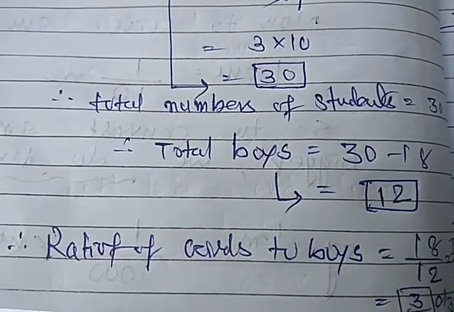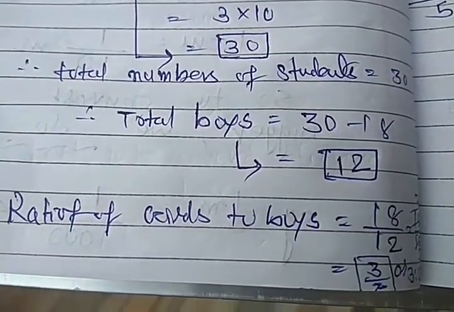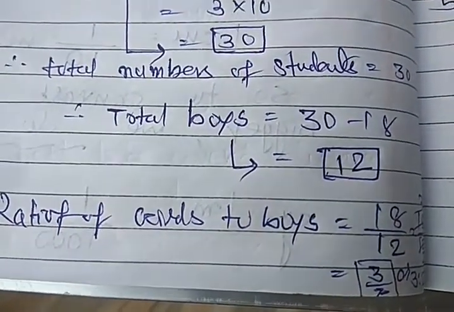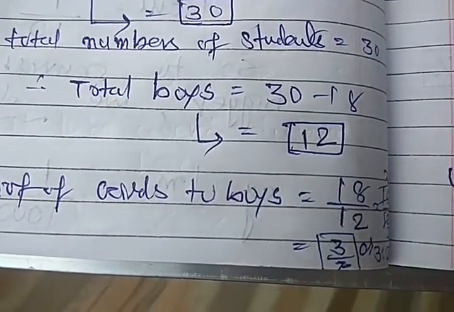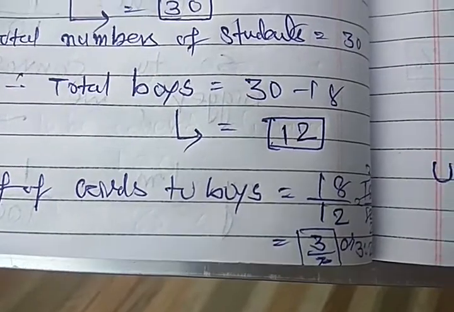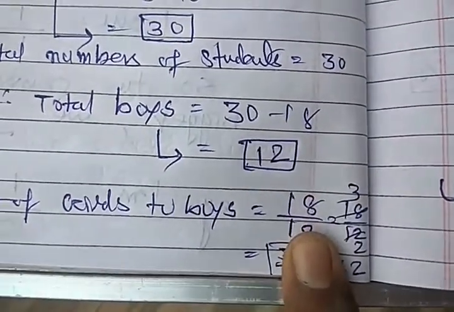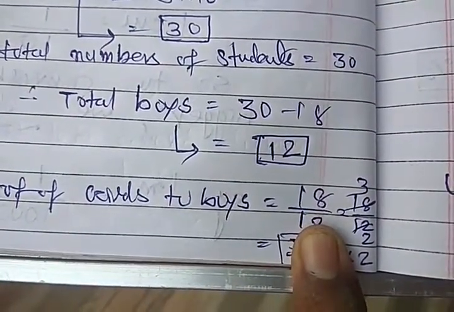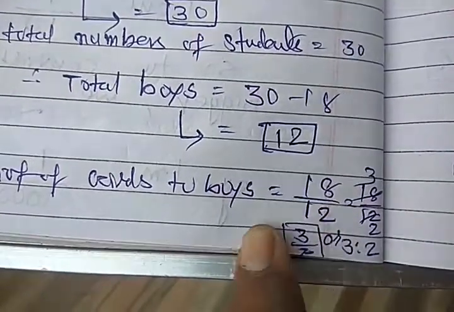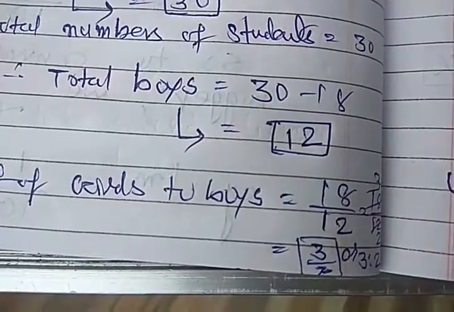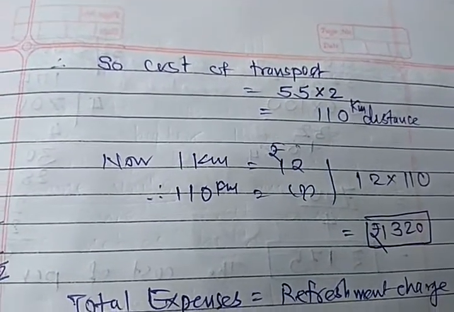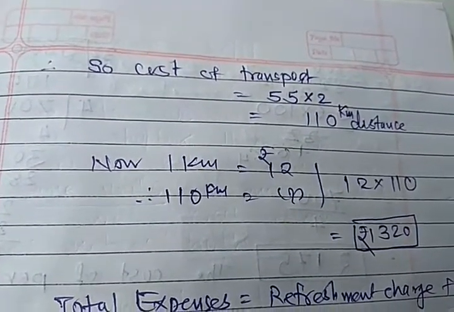So here we have to find the ratio of girls to boys. So ratio of girls, total 18, and boys 12. So 18 upon 12 means what? You simplify to the lowest form. 6 2s are 12 and 6 3s are 18. So 3 upon 2. So the answer is 3 upon 2. So here it is the answer of number 1.